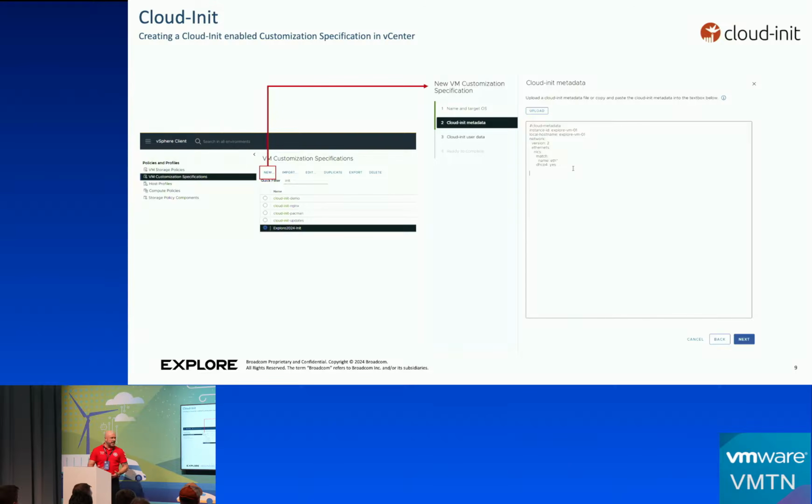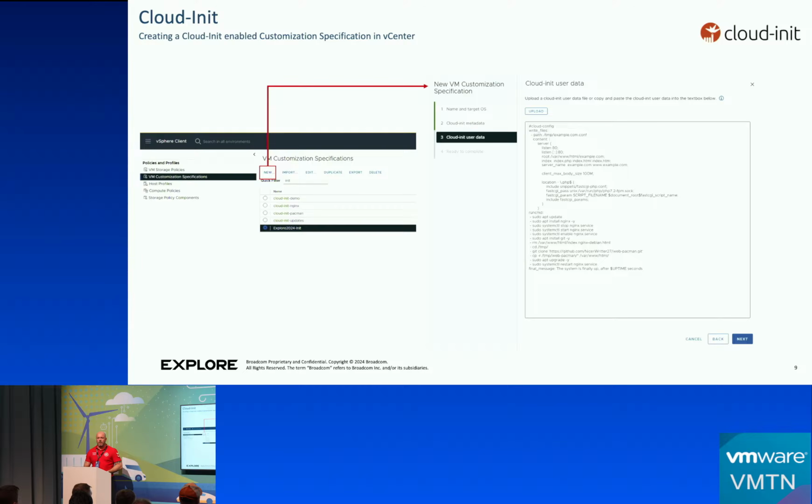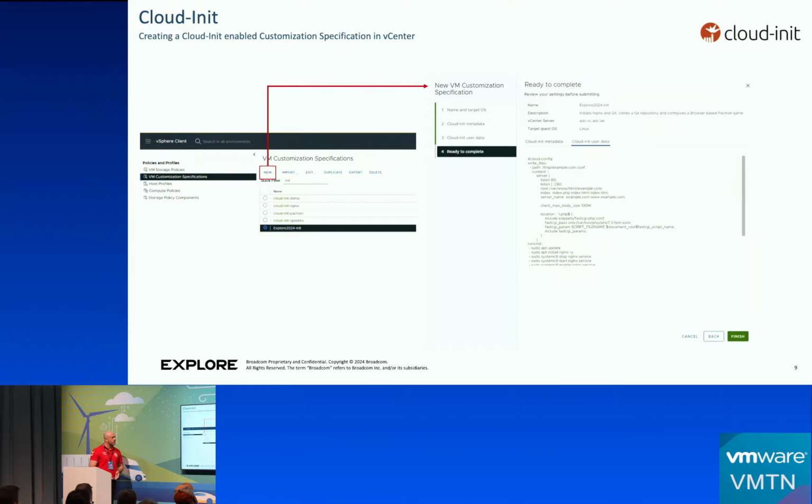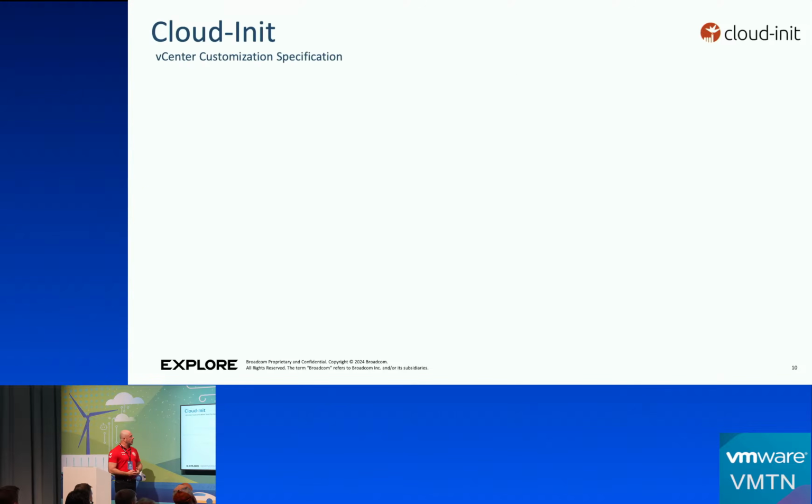So first we provide the network metadata, the initial metadata that we saw before. And then we provide the user data. This specific user data in this customization specification installs Nginx and Git, clones a Git repository containing a web-based version of Pacman, and configures the website. So we finalize the customization specification and press OK.